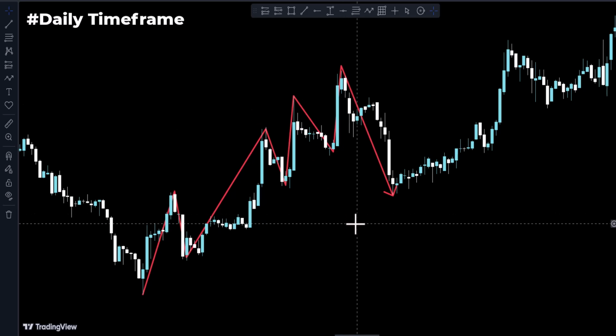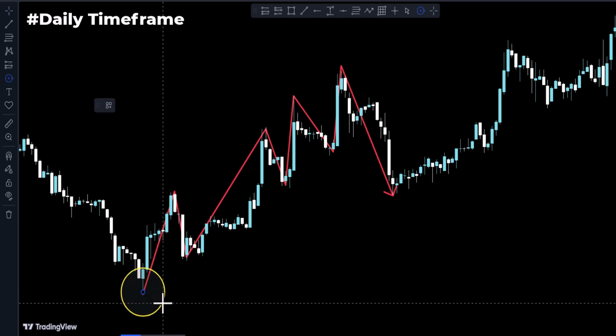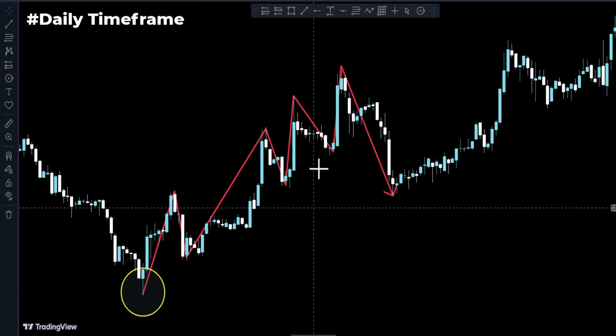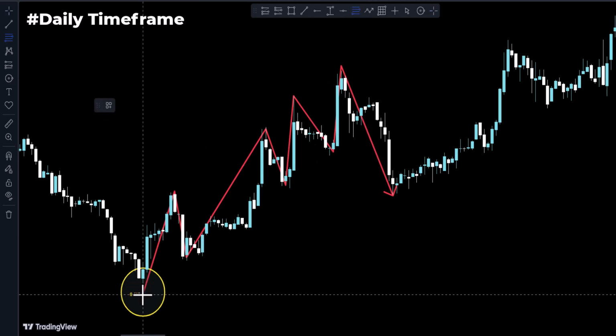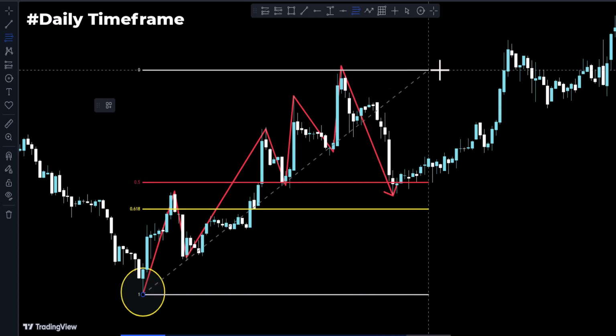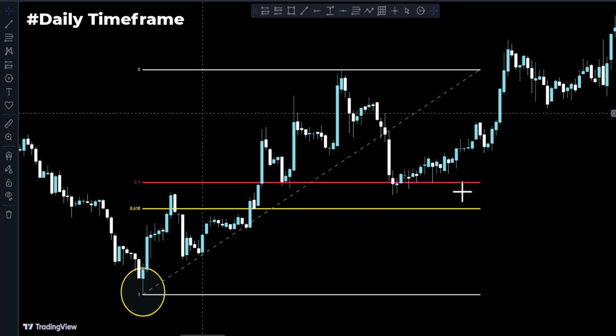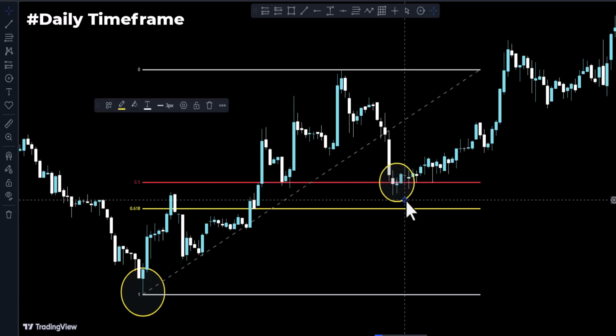When we want to use our fib tool, we will have to select 2 pivot points. As we can see here, this swing low has made a large impulsive move, and it's a major reversal point. So we will select our fib tool and place it at this low. Then we will look to the right for our highest point in price, and we will place our tool again. Now we wait once the market has reached the 0.5 level.